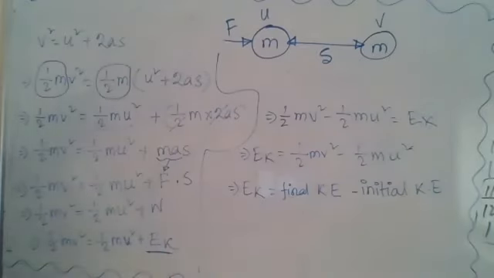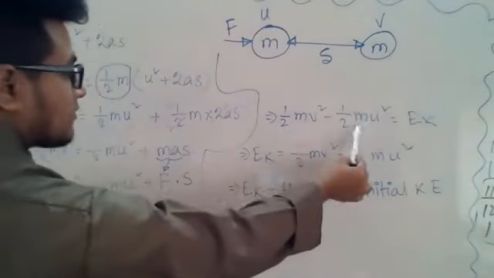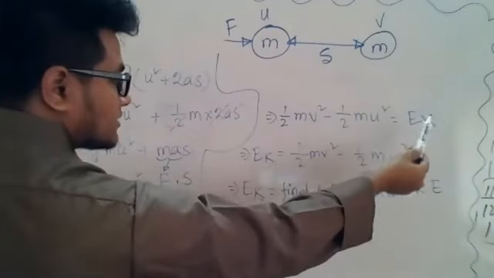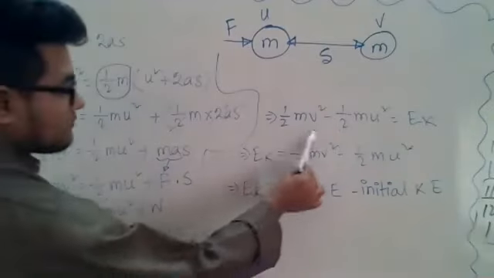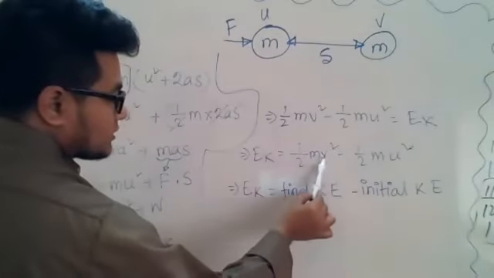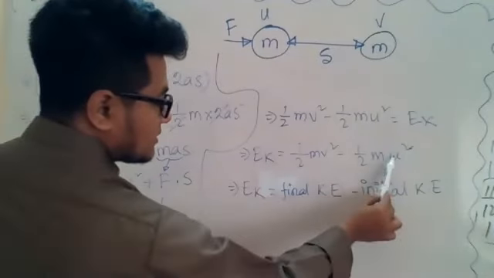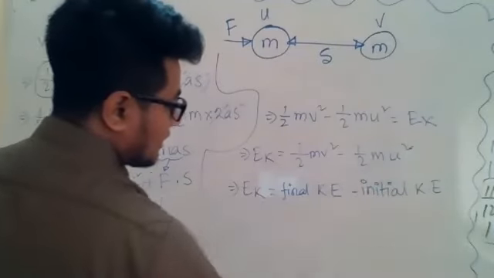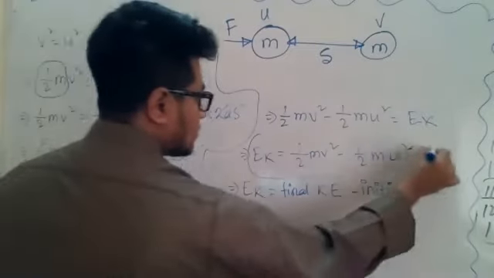So I will separate this one. If I change the side of this, then I can find the value of Ek. This is what I did here. Half mv square was on the right side, now I bring it to the left side, so it will become minus. So half mv square minus half mu square. This is final velocity, so this is final kinetic energy. This is initial velocity, so this is initial kinetic energy. So this is the next equation that you need to keep in your mind.